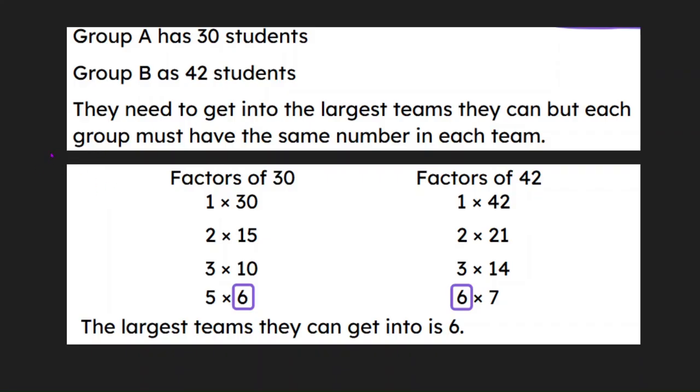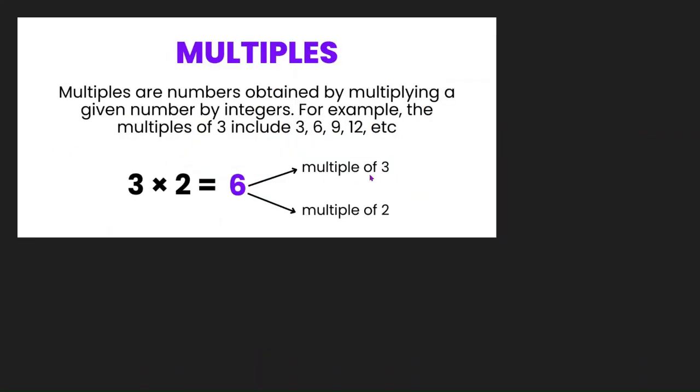But now we're going to talk about multiples. And you probably know what a multiple is. Multiples are numbers obtained by multiplying a given number by an integer. So for example, multiples of 3 include 3, 6, 9, 12, etc. You can see here 3 times 2 gives you 6. That would make 6 a multiple of 3 and also a multiple of 2. Anytime you multiply something by an integer, you get a multiple of those two things, right? So 1 times 2 is 2. 2 is a multiple of 1 and 2, right?